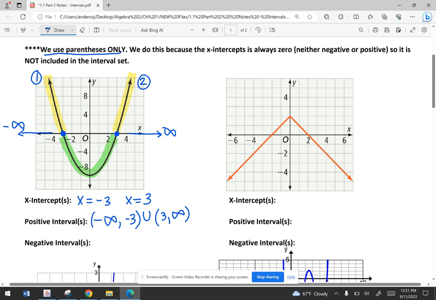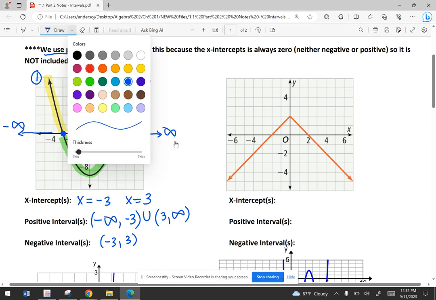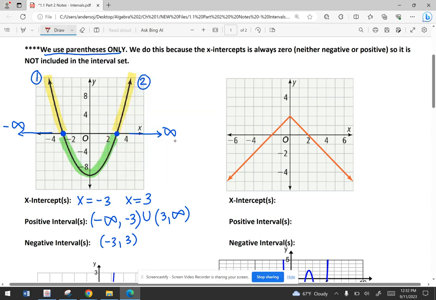Now, you can see we have an interval or a section in which that graph is below the x-axis. So this green part, which is from negative 3 to positive 3, is below the axis. And what I'd like you to pay attention to is another way to look at this: negative infinity to negative 3. This section here is negative 3 to positive 3.